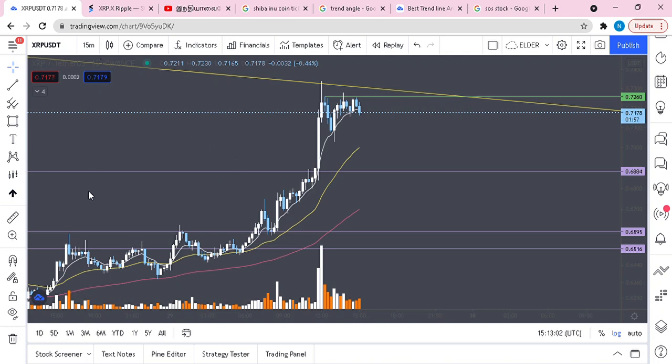Dear friends, we have our XRP USDT screen, Binance. So let's do some analysis. It's been a while since I did the analysis because the market was on a downtrend, and right now it is going up a little bit. So a lot of people are getting excited, but I would like to share my thoughts on it.